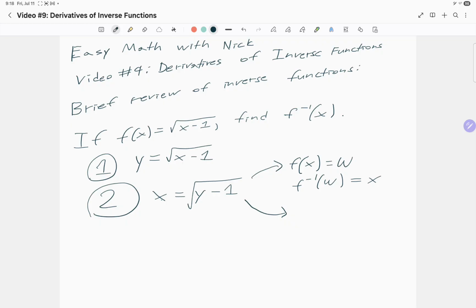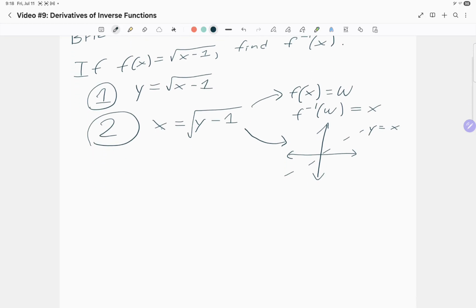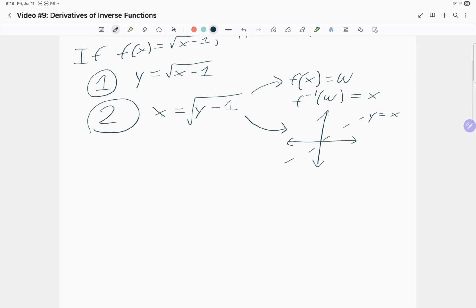And also, swapping the x and the y's results in a symmetry on the xy axis about the line y equals x. So we're going to see a symmetry about this line. That'll become more apparent when I finish this example and graph both the inverse and original functions, as we continue.